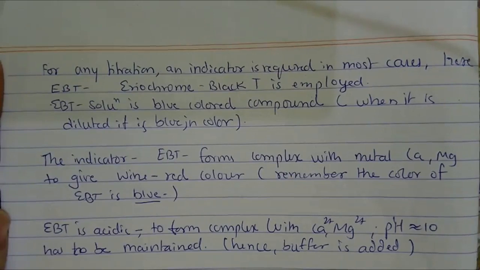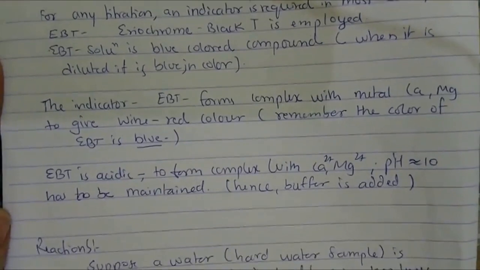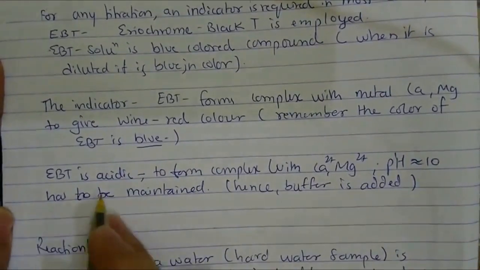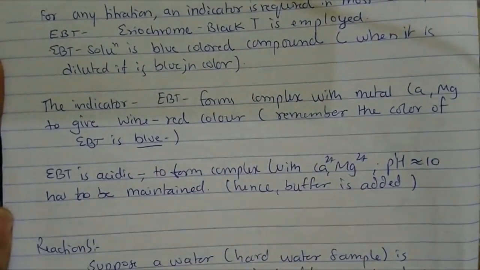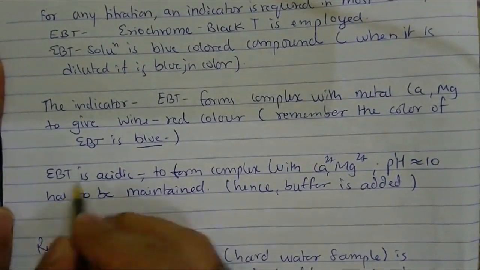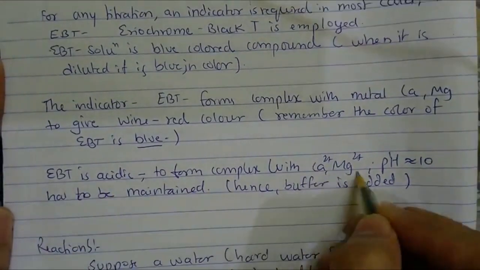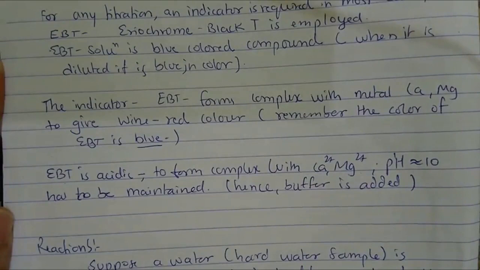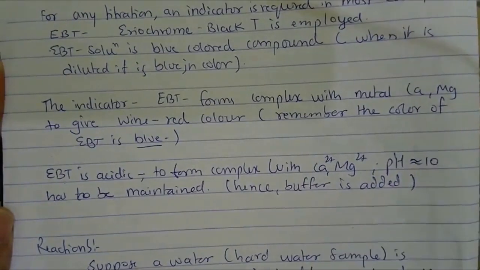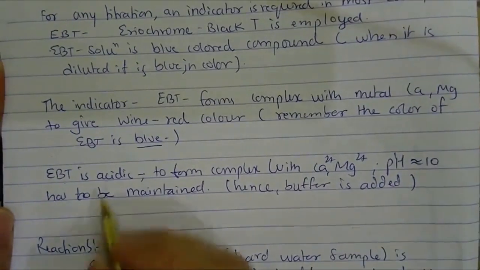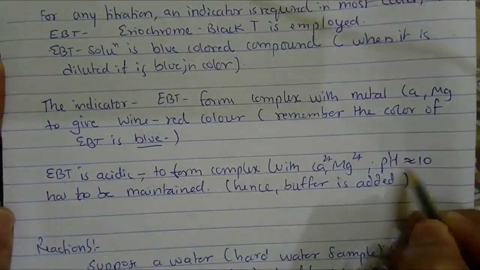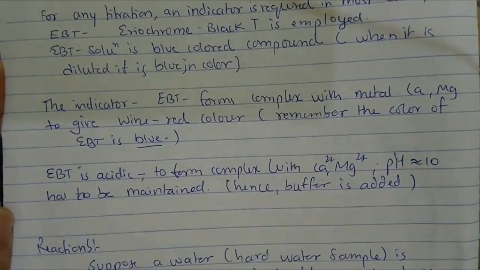Okay, now we'll see the chemistry behind it. As I told you, EBT is acidic. So first this EBT forms a complex with the calcium and magnesium present in the hard water, but at pH 10. Why pH 10? Because it is acidic. If the pH is not around 10, it will not form a good complex with the calcium and magnesium.